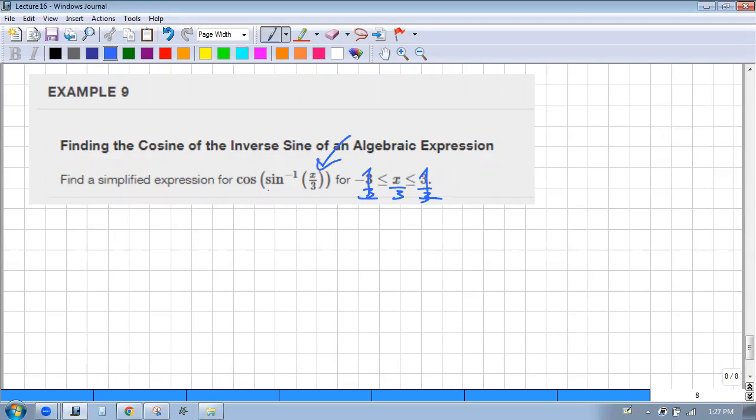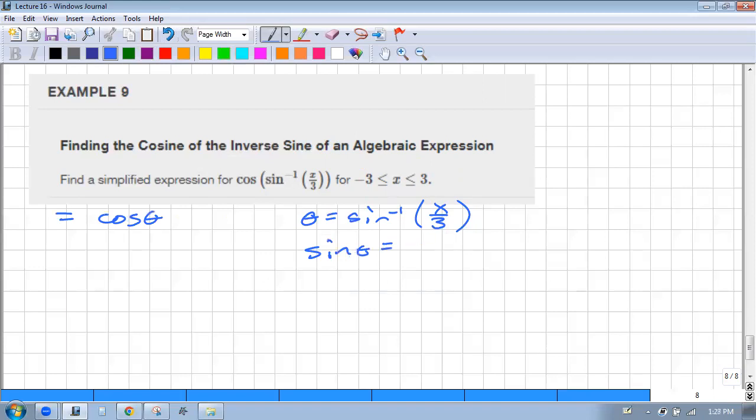It has to be. If you plug in anything else, sine inverse chokes. It's only defined when this number here is between -1 and 1. Those are the numbers that come out of sine. Those are the numbers that sine inverse can deal with. Okay, so that's all they're saying right here, make sure that's defined. So we'll call this cosine of some angle, where that angle is sine inverse of x over 3. So that means sine of our angle is x over 3.